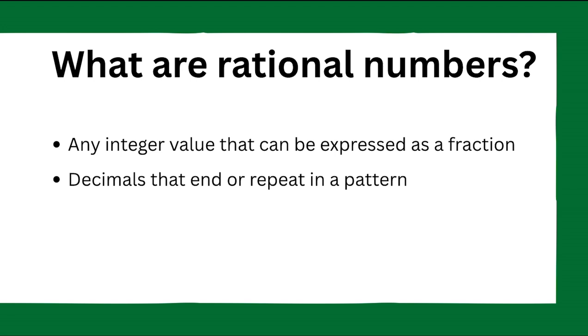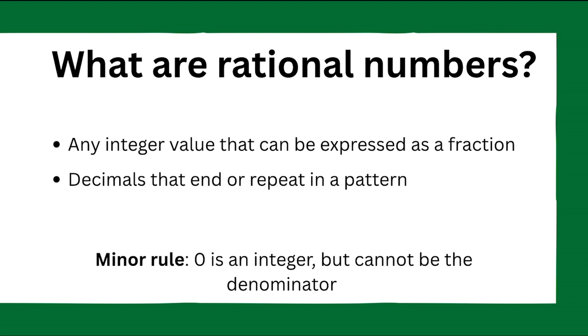Now, there is a minor rule going back to the first bullet point you see here. So 0 is an integer value, of course, but it cannot be the denominator of a fraction. You can express any integer value any way you like as long as it's a fraction, right? But 0 is a little different. 0 has to be the numerator of that fraction and not the denominator. It's still an integer, just has to be treated a little differently than the rest.